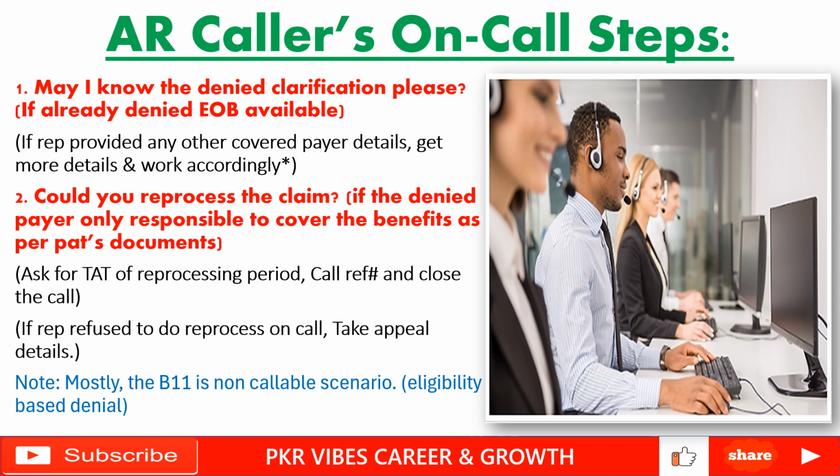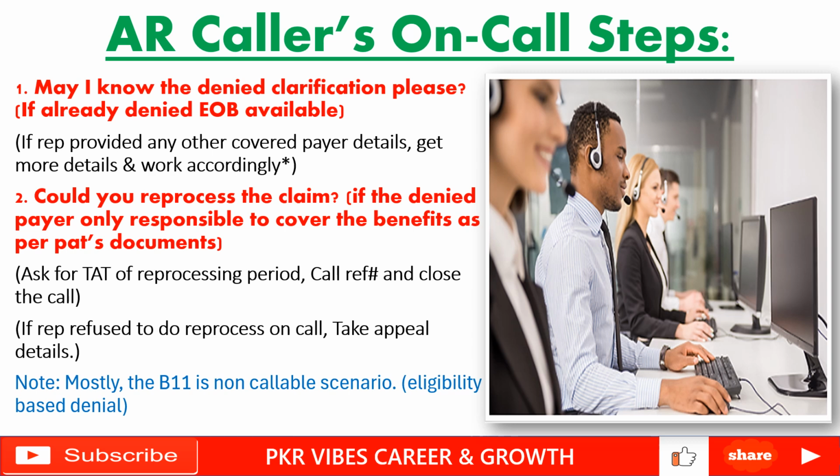But here, for example, if the rep is unable to provide any other details, but on your analysis you found that this denied insurance, for example X, is an insurance which denied the claim stating B11, and you verified the patient documents, you confirm that X insurance is the only primary insurance. At that time, how do you know? As per patient documentation, you confirm that this insurance is the only primary insurance. You have the documents with you.